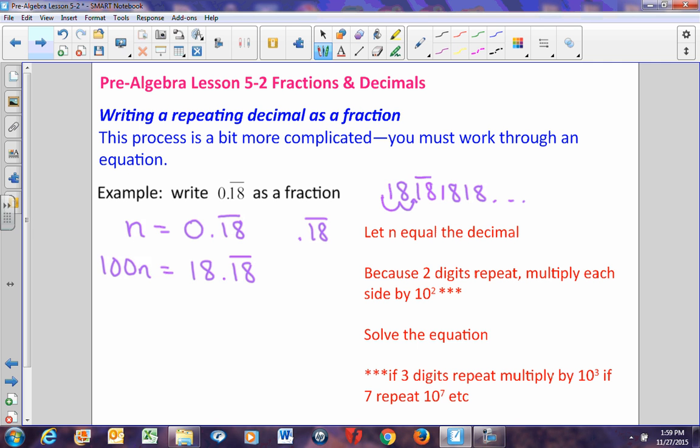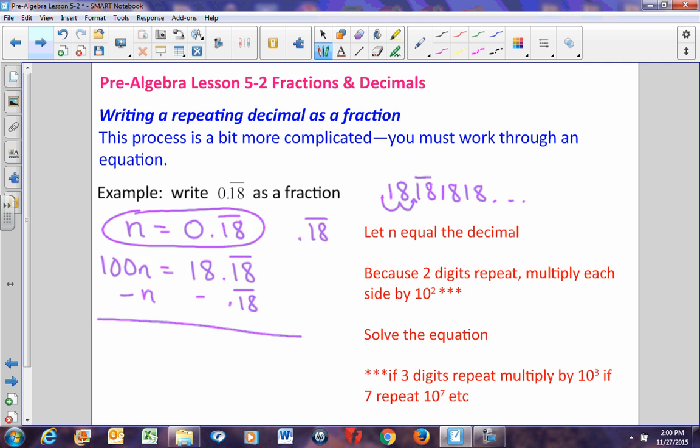Now that you have this, you have 2 equations. I'm just going to basically subtract the second equation from the first equation. Or basically what you have is n equals 0.18 repeating, and 100n equals 18.18 repeating. So I'm just going to subtract the smaller one from the bigger one, because it's a whole lot easier to subtract the smaller one from the bigger one. So I'm going to subtract n and subtract 0.18 repeating. So basically I took this equation right here and I subtracted it from the 100n equals 18.18 repeating.